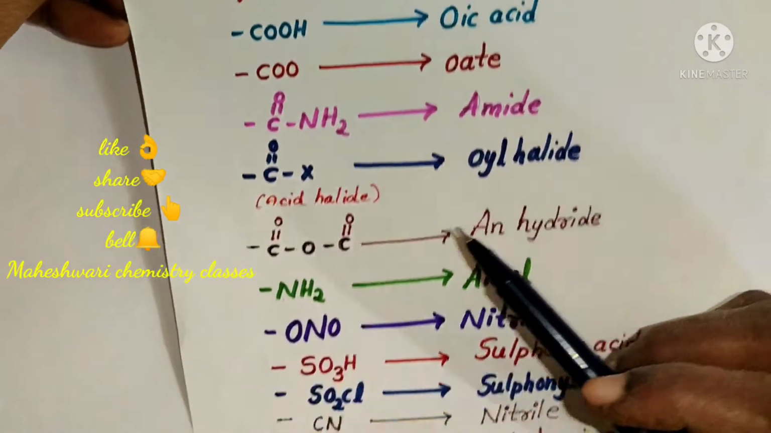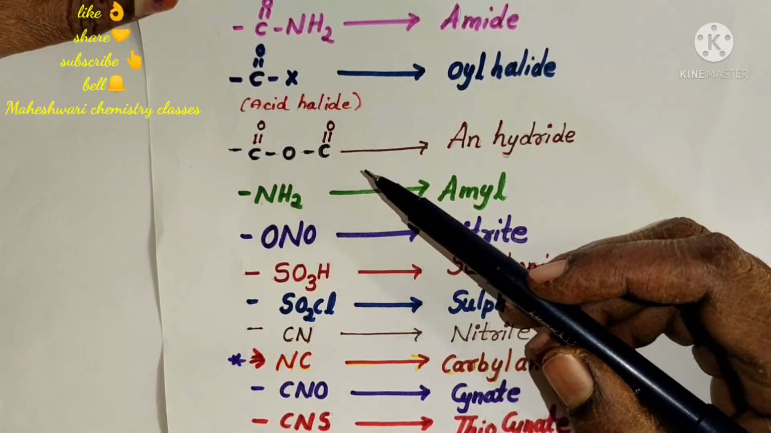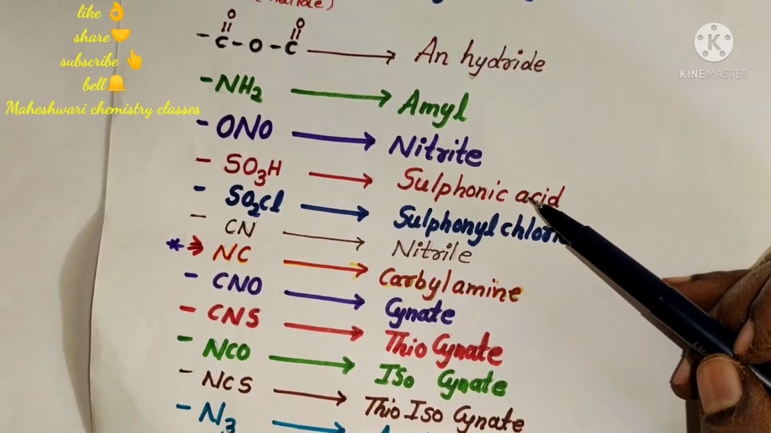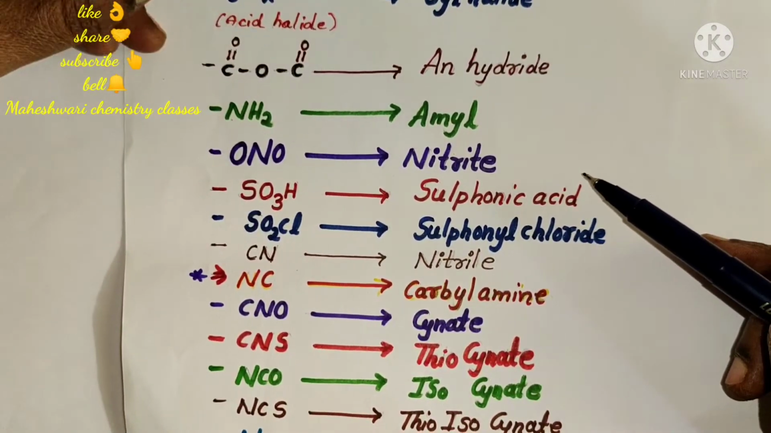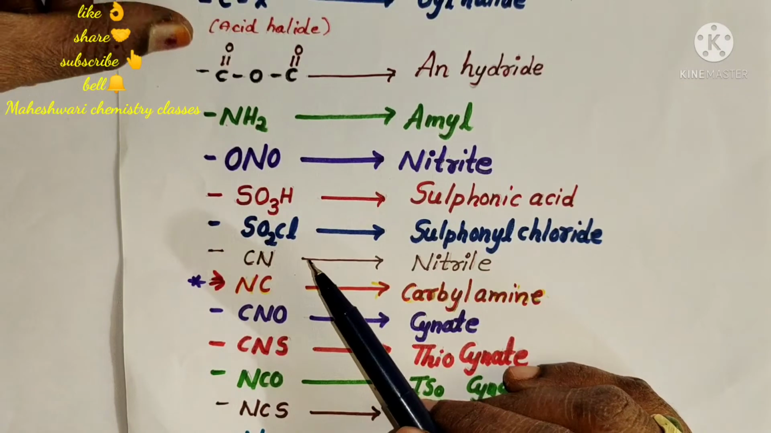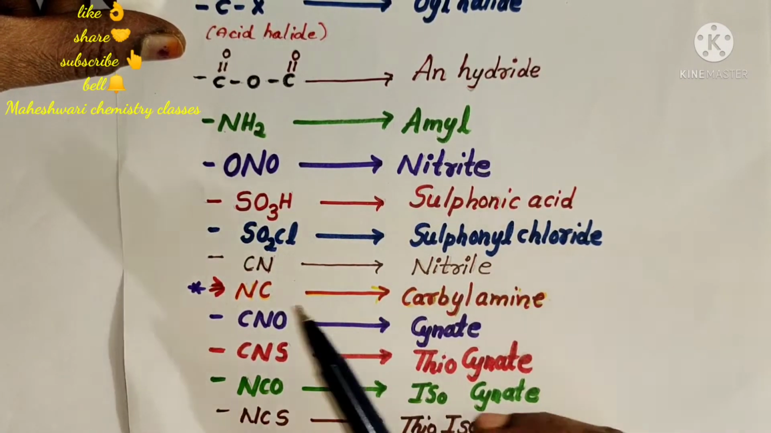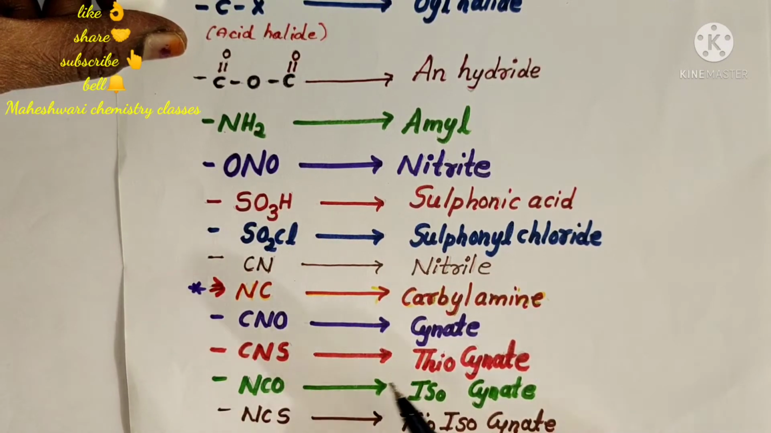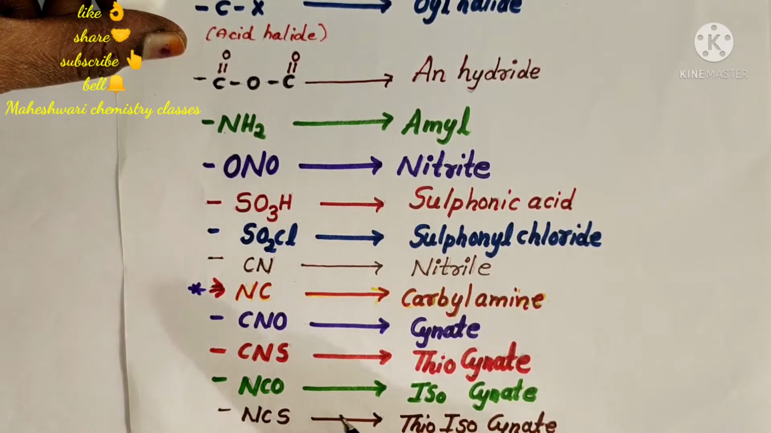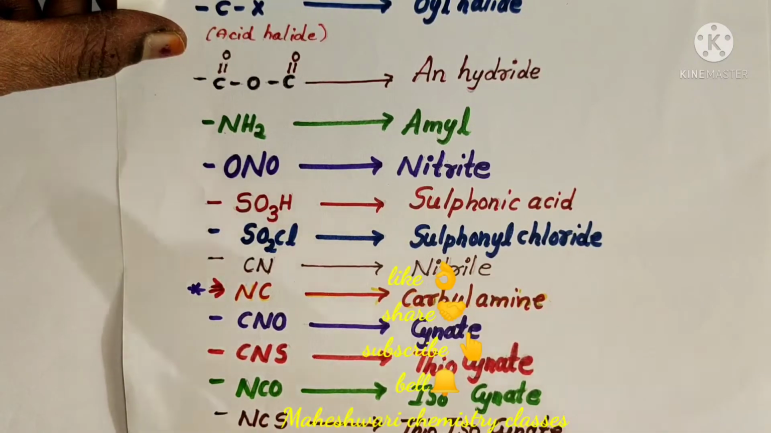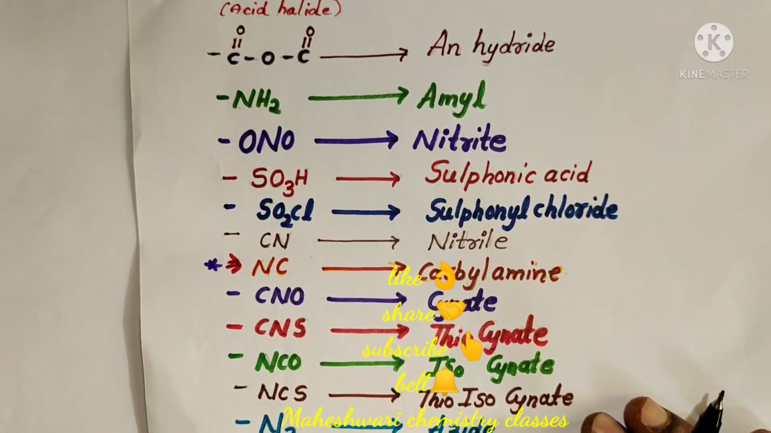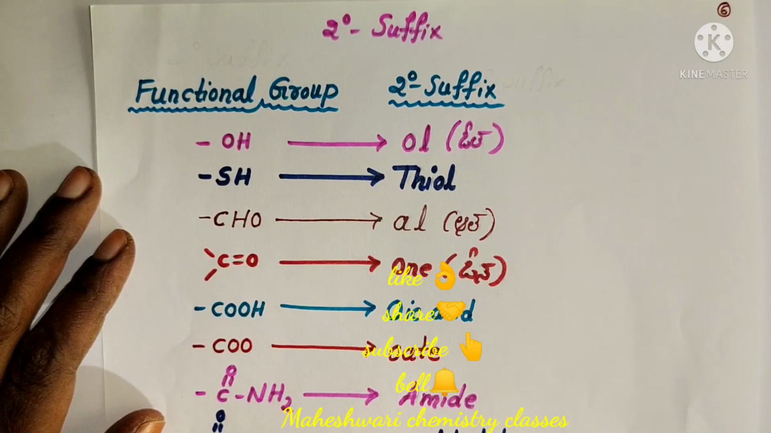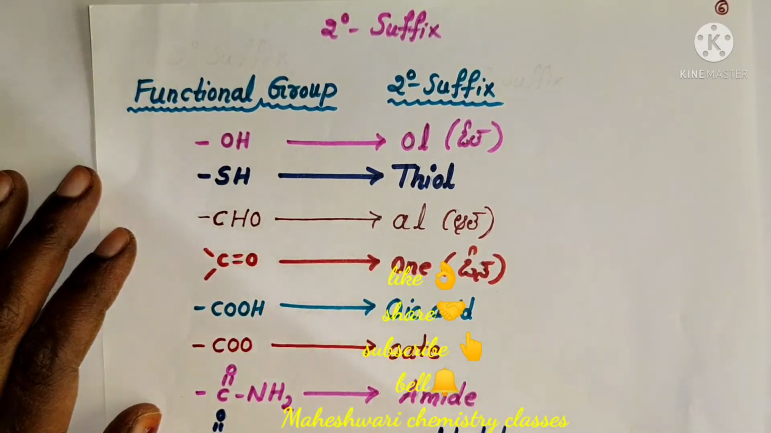Next, C double bond O, then C double bond O, it is anhydride. Next, NH2, amine; CN, nitrile. SO3H is sulfonic acid. Next, SO2Cl, sulfonyl chloride; CN nitrile; NC carbylamine; OCN cyanate; SCN thiocyanate; NCO isocyanate; NCS isothiocyanate; N3 azide. This is about secondary suffix functional group examples.